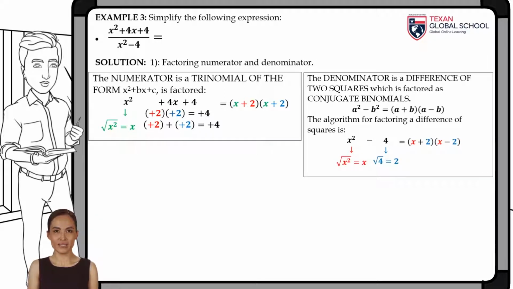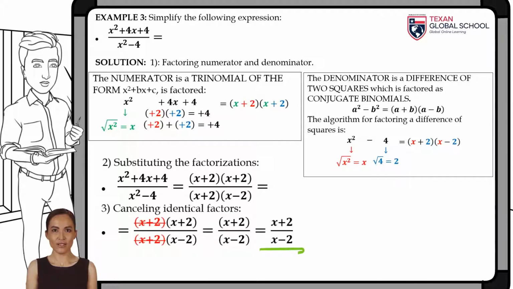The denominator is a difference of two squares. It is factored as conjugated binomials. We then obtain the square root of x squared, which is x, and the square root of 4, which is 2. We substitute in the conjugates, thus obtaining x plus 2 times x minus 2. We then substitute the corresponding factors into the numerator and denominator. Finally, we cancel identical factors, thus obtaining the simplified algebraic fraction x plus 2 over x minus 2.